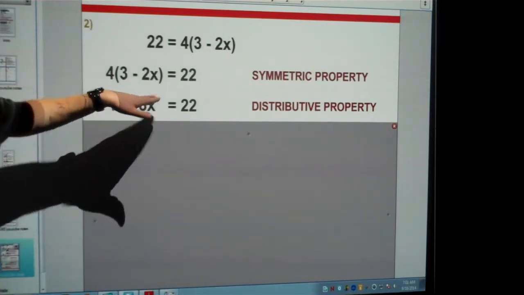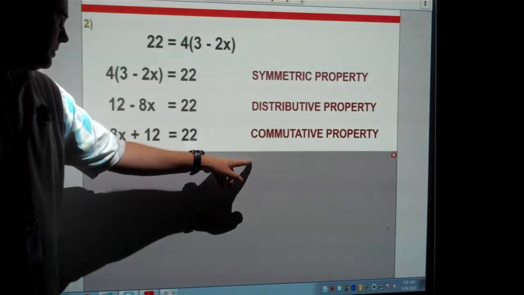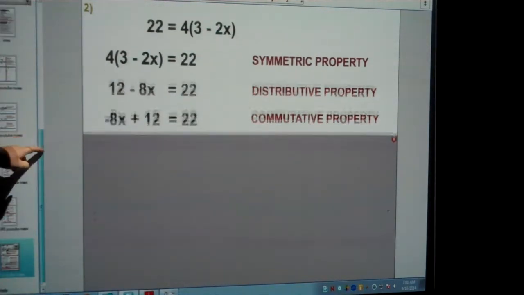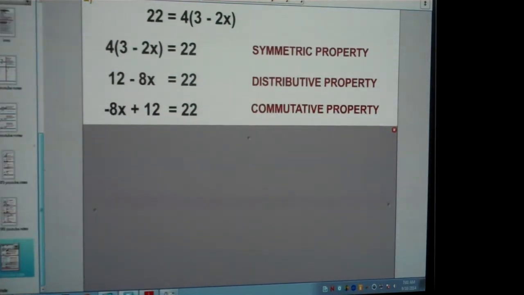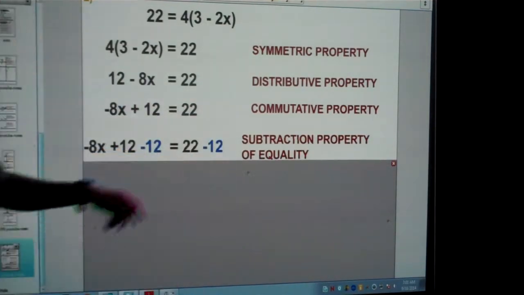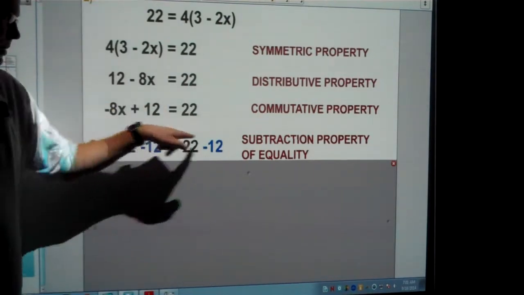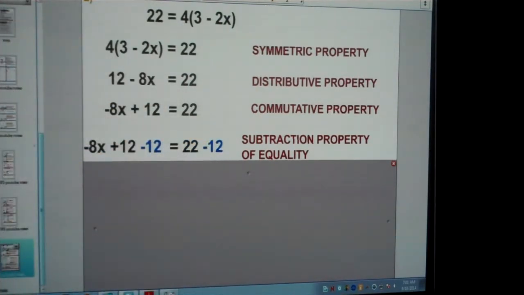I might also want to move the negative 8x to the front and say negative 8x plus 12, because that looks a little bit nicer. So that would be my commutative property, because I changed the order. You don't have to do that, but sometimes people think that looks a little bit nicer. And then now I want to bring all my numbers to one side. So with the plus 12, do the inverse, which is to subtract 12. As it's on both sides, that's that property of equality again.